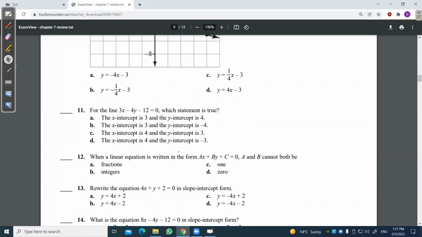11. For the line 3x minus 4y minus 12 equals 0, which statement is true?